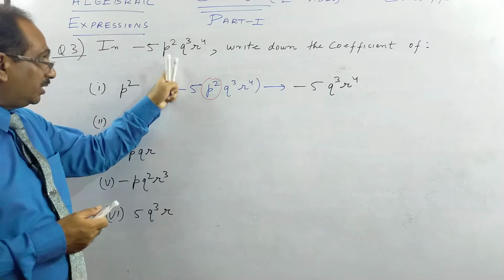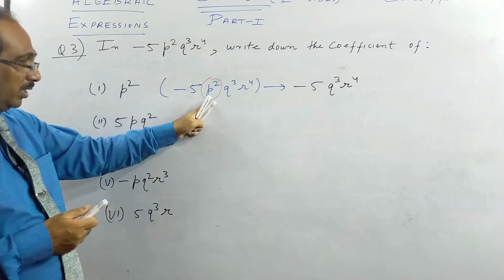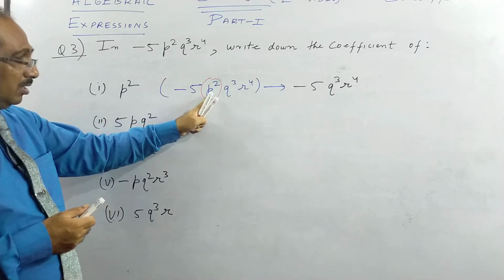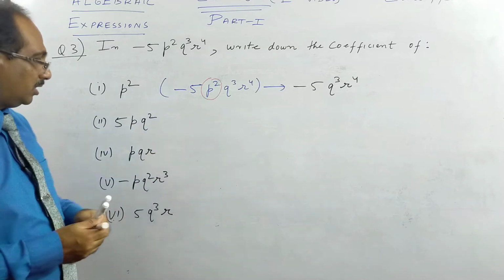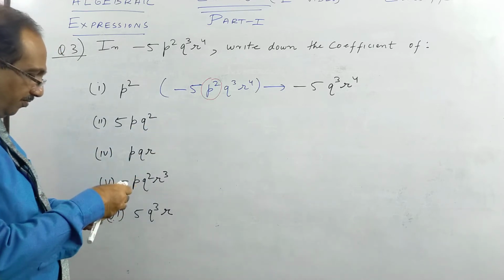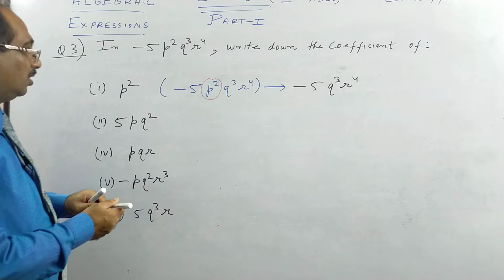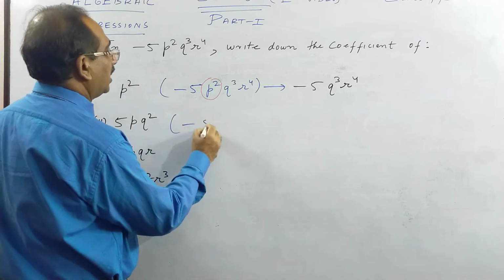So leave the p square here. I am not doing it here, I am doing it here. So leave the p square term and see what is remaining. So the next question will also clear your concept. Once more I am writing the same thing.